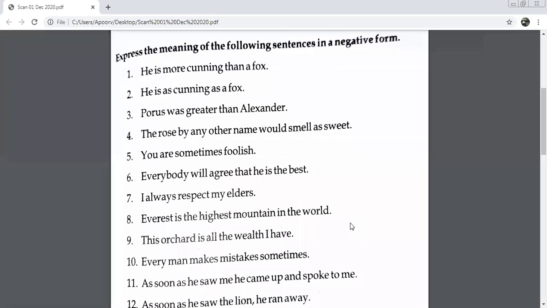You are sometimes foolish. You are not always foolish. That's better. You have used not. You are not always foolish. It means you are not foolish always, which means sometimes you are foolish. You are not always foolish. Somebody gave the correct answer.